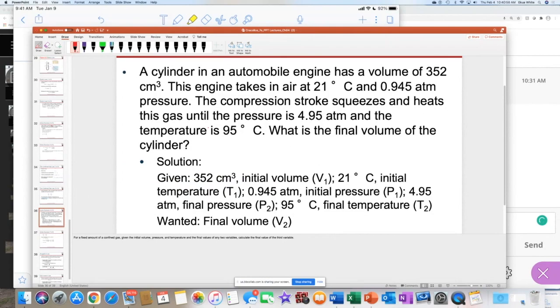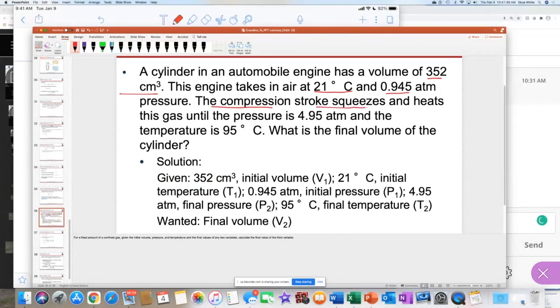Okay. It says a cylinder in an automobile engine has a volume of, so I'm going to write this down. I'm writing down what's given. Volume of 352 centimeters cubed. The engine takes in air at temperature 21 degrees Celsius and pressure of 0.945 atm. So right now, before I continue, I am going to assume that this volume goes with this temperature and this pressure. But I'm going to keep reading on, then I'll know more.